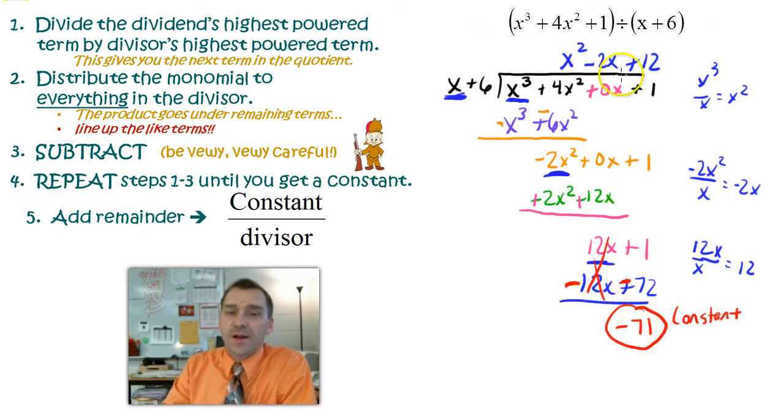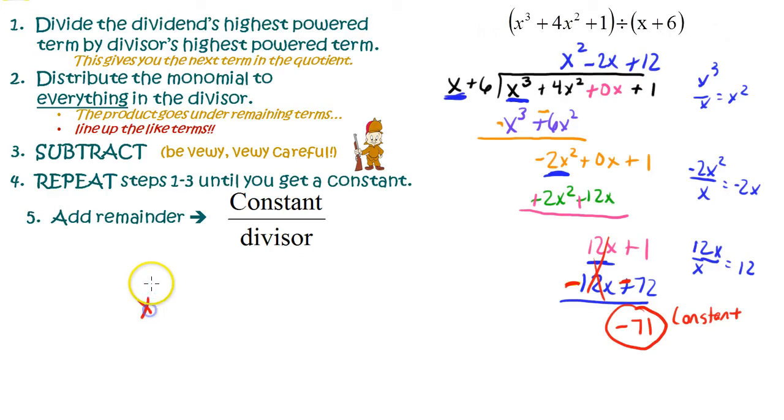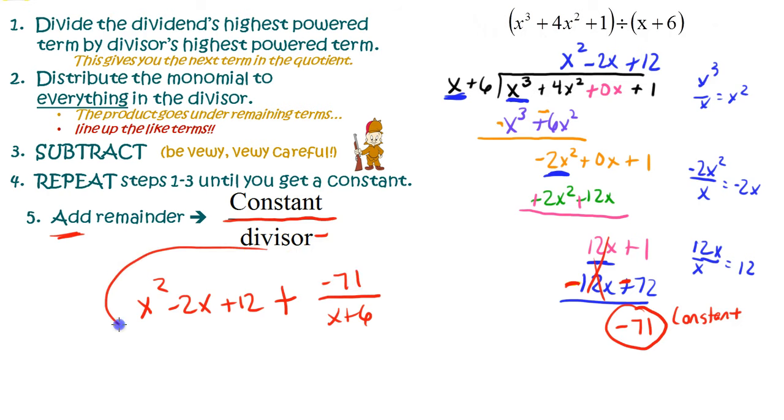So now I just have to write my answer, which is x squared minus 2x plus 12. It's all of this. Add the remainder. So I add this division bar. The divisor goes in the bottom, which is x plus 6. The constant goes on top, which is negative 71. And ladies and gentlemen, there's your answer. Bingo.